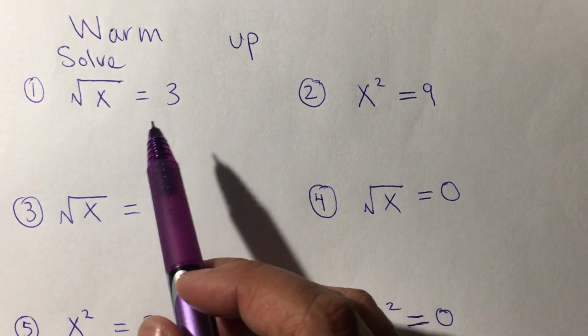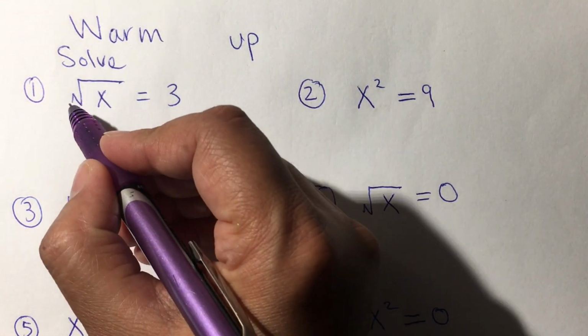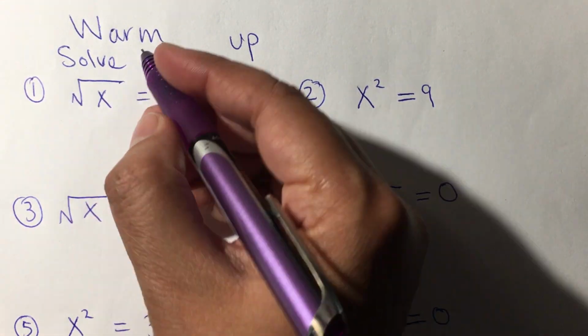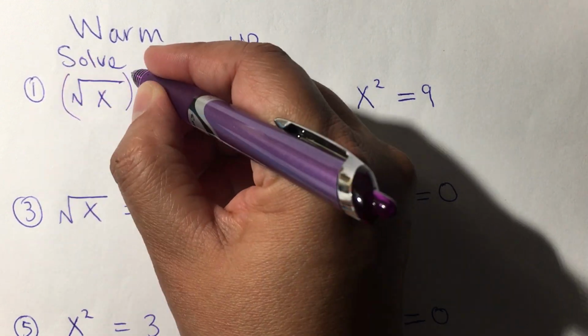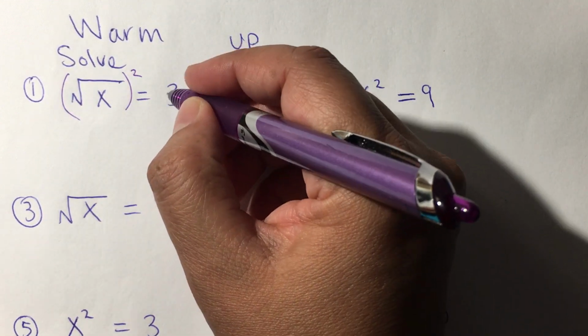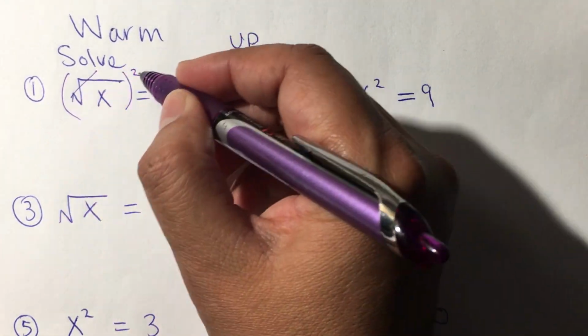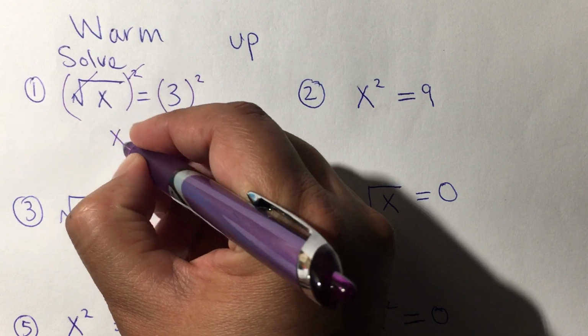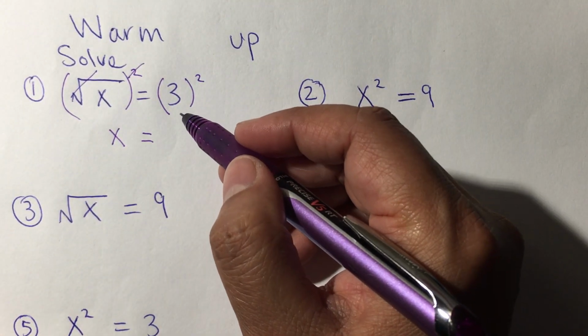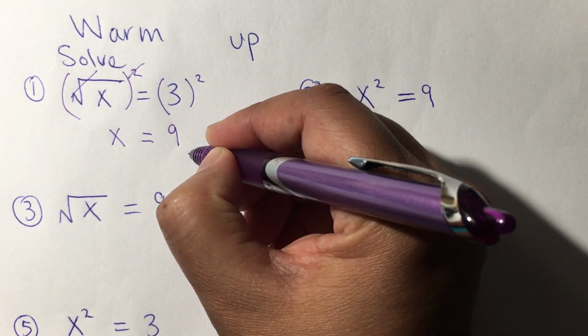So for the warm-up, it says solve, and whenever we have a square root, the opposite to cancel it is to square that. But if we do it on one side, we have to do it on the other. The square root cancels with the square, and we get x equals 3 squared, which is 9.